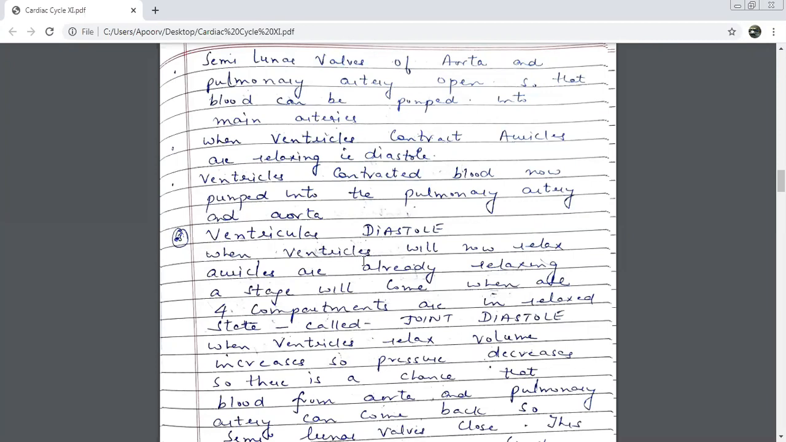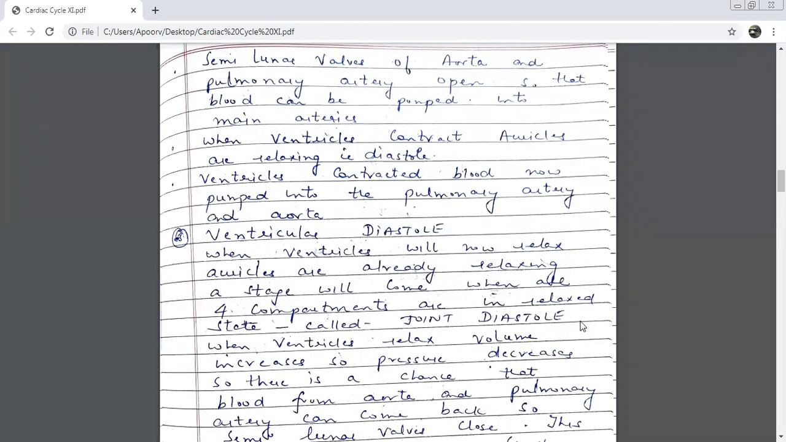They are also relaxing. So there comes a phase in our human heart cycle when all the 4 chambers are relaxing. Auricles are also relaxing, ventricles are also relaxing. And this phase comes when ventricles relax, क्योंकि auricles तो पहले से ही relax कर रहे हैं ना बेटा. As soon as auricles ने blood दिया ventricles को, auricles started relaxing. अब ventricles when they are relaxing, तो auricles तो पहले से ही relax कर रहे हैं. So we'll come across a phase when what will happen? A stage will come when all the four compartments are in relaxed state.